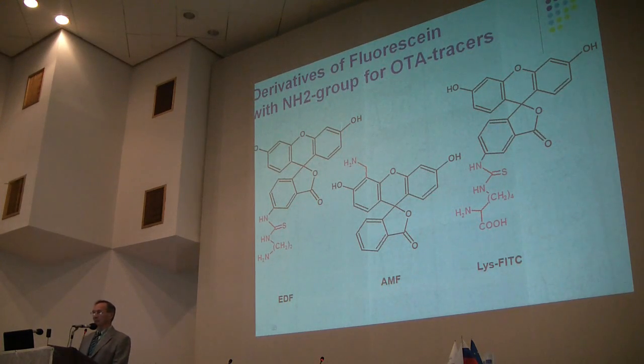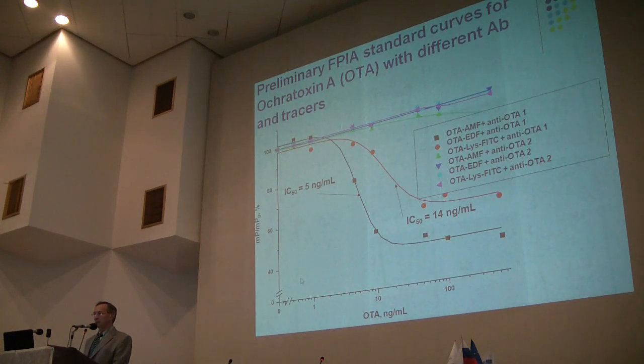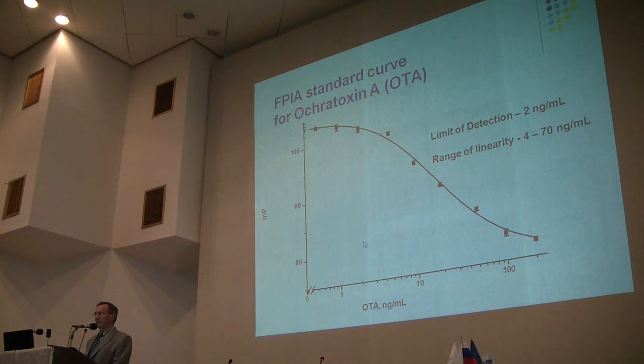Immunoassay optimization was made for ochratoxin A, one of the oldest mycotoxins. Fluorescence immunoassay was developed for ochratoxin A many years ago. Again, we chose a different tracer and optimized conditions and found a more optimal standard curve to detect ochratoxin. The detection limit for ochratoxin is around 2 nanograms per milliliter.